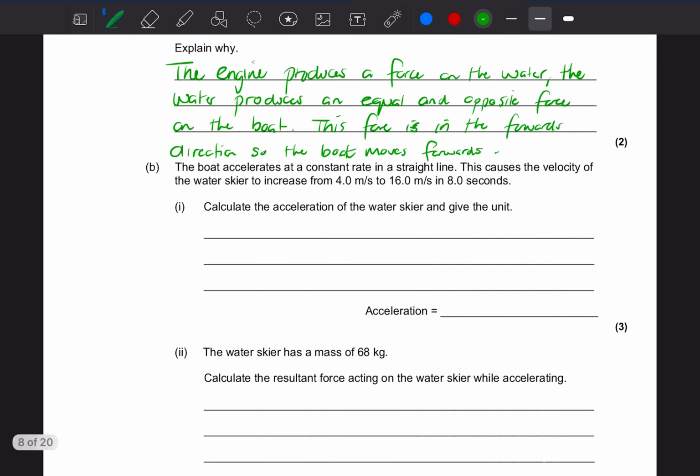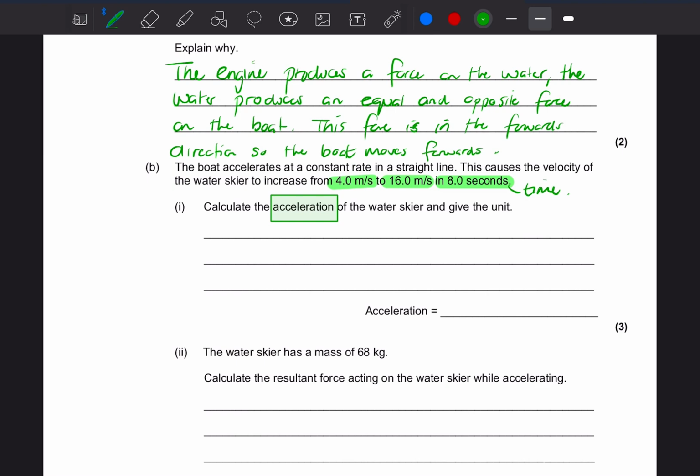The boat accelerates at a constant rate in a straight line. This causes the velocity of the water skier to increase from 4 to 16 meters per second in 8 seconds. Calculate the acceleration. So, box the thing we want. We want acceleration. Highlight the things we've got. So we've got a 4, we've got a 16, and we've got an 8. Let's figure out what they are. Dead easy with the 8. The 8 is time. It's in seconds. It's the standard units. There's no conversions there.